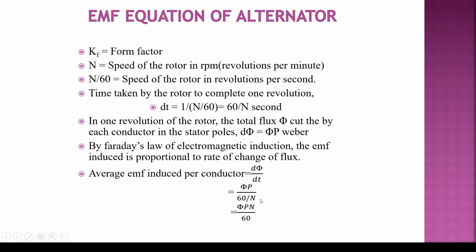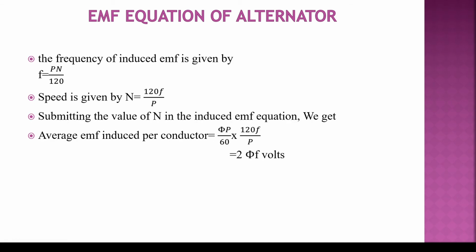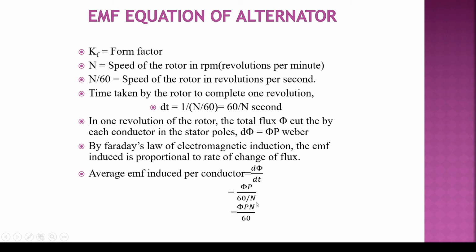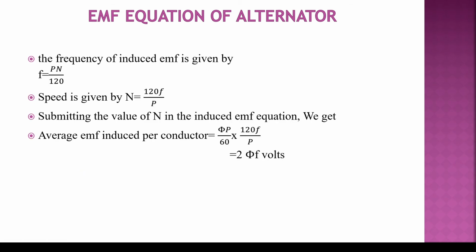So this n will go in the numerator and this will become 5pn by 60. Frequency is given by Pn/120, and from this frequency equation I can derive the speed as 120f/p. Now substitute this value of n in the EMF equation: 5p/60 into 120f/p. P gets cancelled, and 120 by 60 is 2.